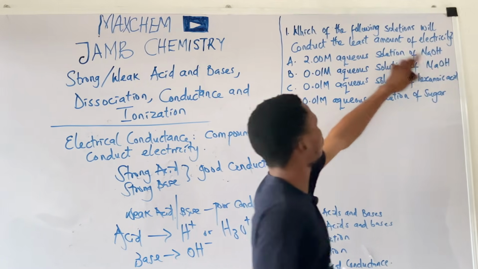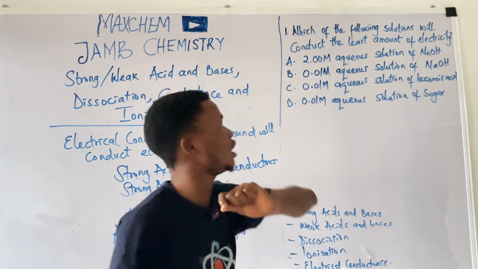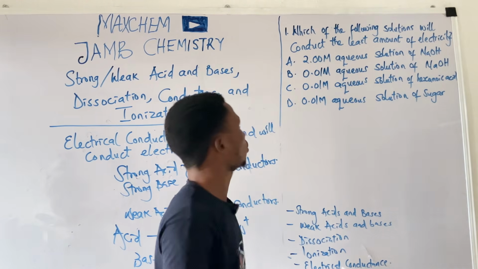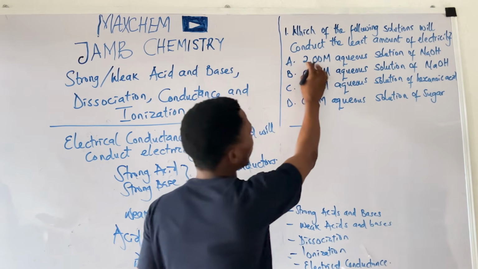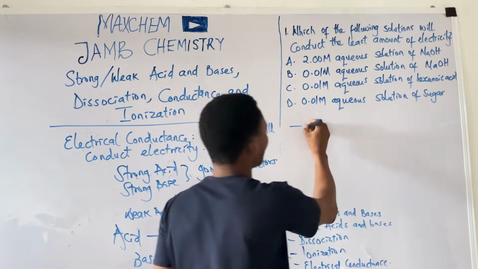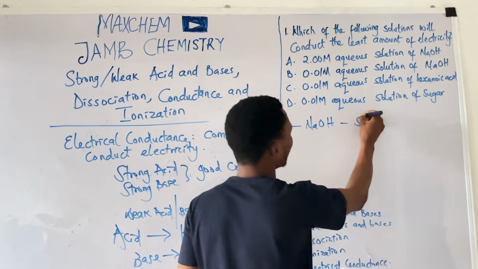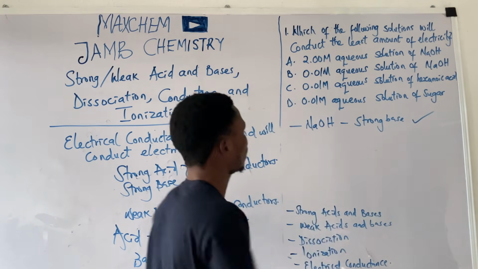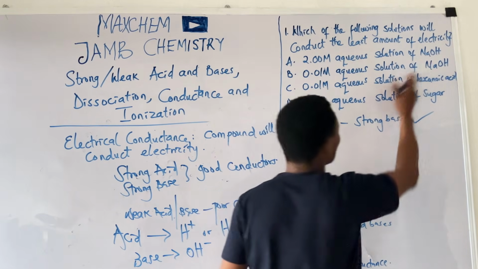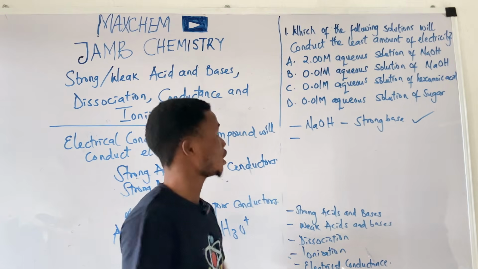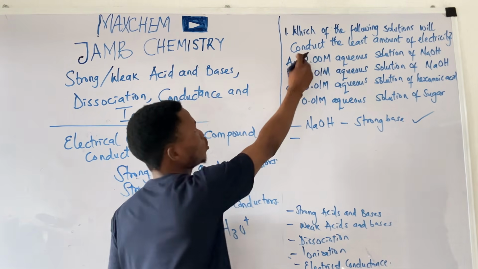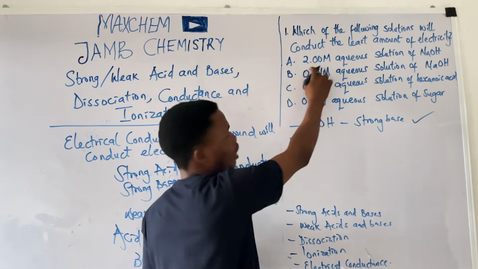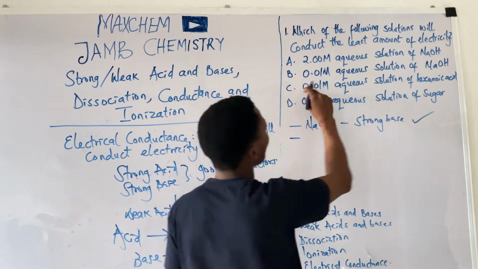The question says, which of the following solutions will conduct the least amount of electricity? So let's check the first one. You have 2.00 molar NaOH. Sodium hydroxide is a strong base, so it will always allow the passage of electricity. 0.01 molar of this will also allow the passage of electricity since it's still sodium hydroxide. It is just that the electricity that will pass through 2.00 molar will be greater than the one that will pass through 0.01 molar, but they will both allow the passage of electricity.